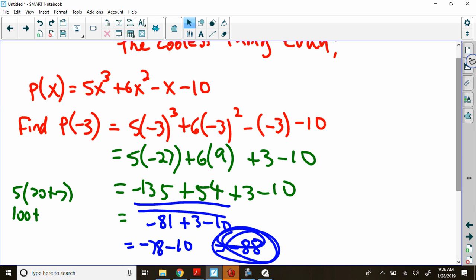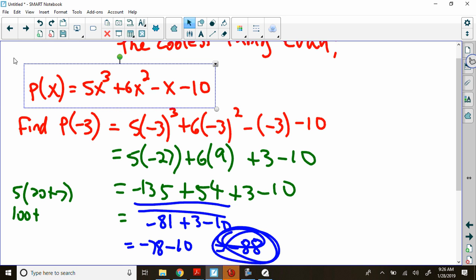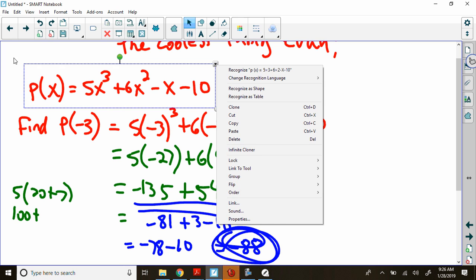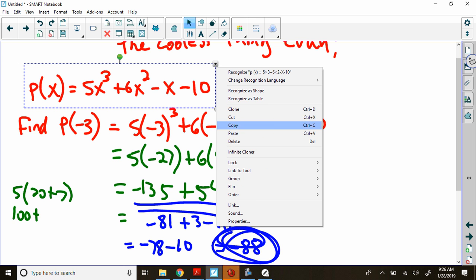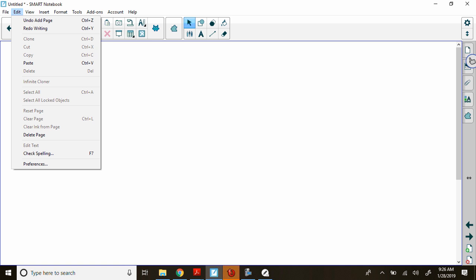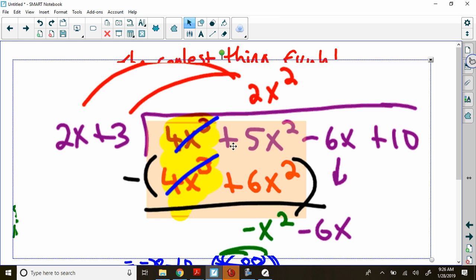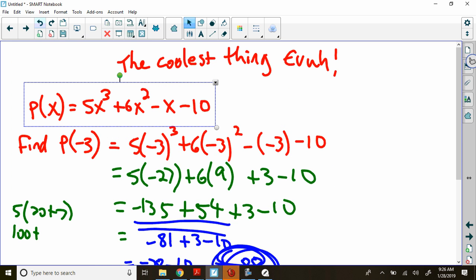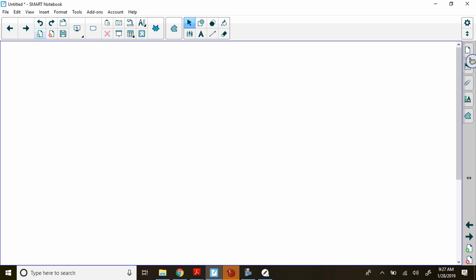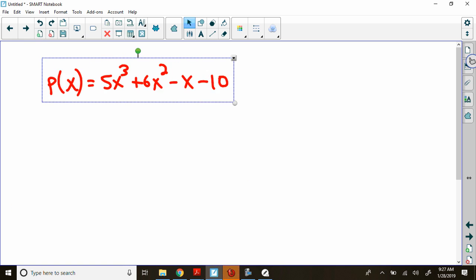This coolest thing ever, we're going to see it again next week. And you're going to do this 1,000 times before the 9 weeks is over. You ready for it? See if I can take this to the next page. Copy. Paste. Whoop, apparently it didn't copy. Copy. Dang it. Copy. Paste. There we go. Okay.